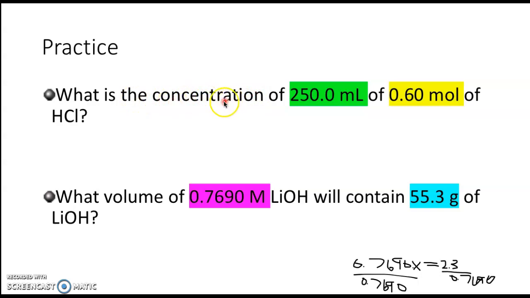It's stated very clearly that I'm dealing with concentration. So I know I'm going to be using this formula. Now, for this formula, I need to have moles, and I need to divide that by liters. So I have my moles here, 0.6 moles, but I do not have my liters.